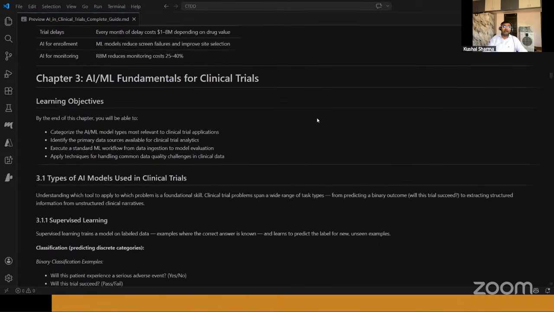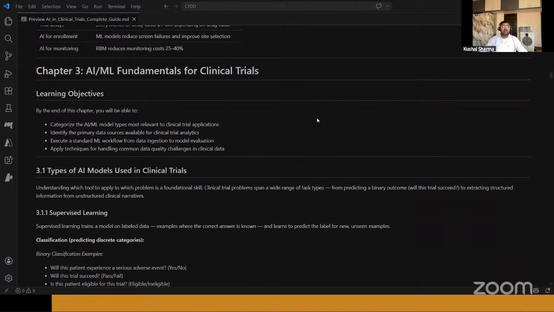Now, chapter 3, AI/ML fundamentals for clinical trials. Before we enter into this, we will first have a look at a mini project or a demo project which we can work with and cover. So let me introduce it, and I will help you with how you can implement it.